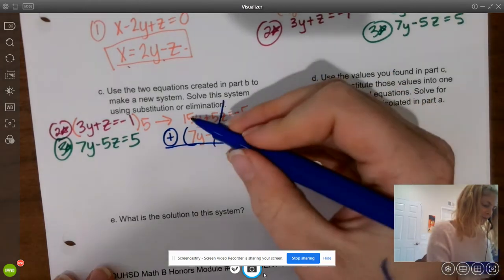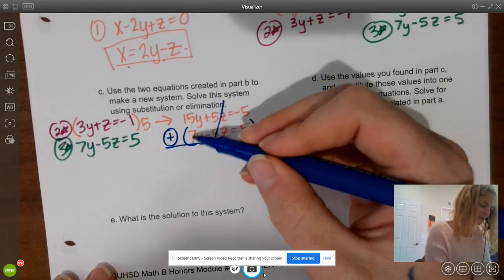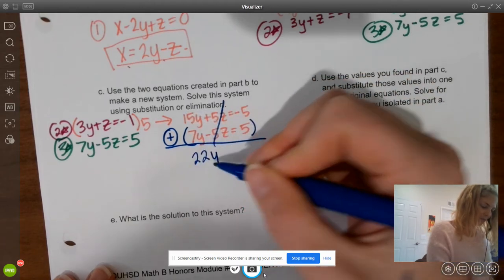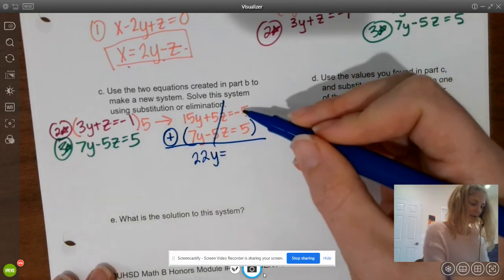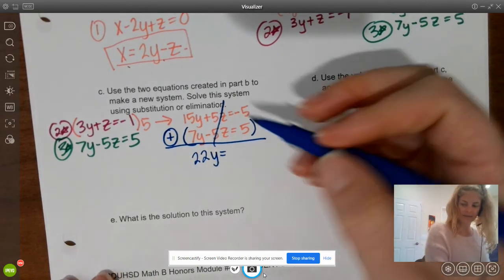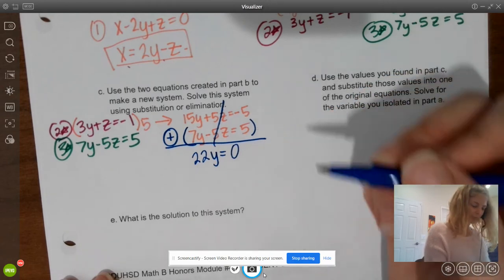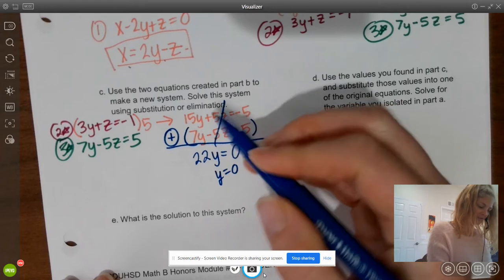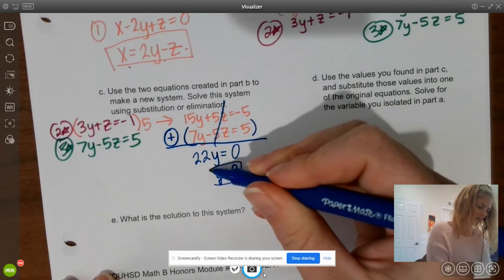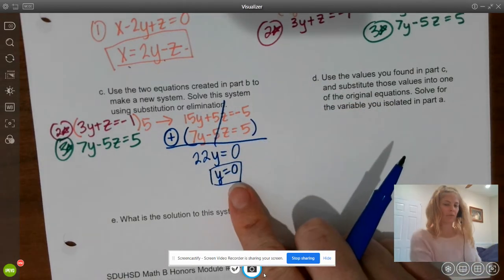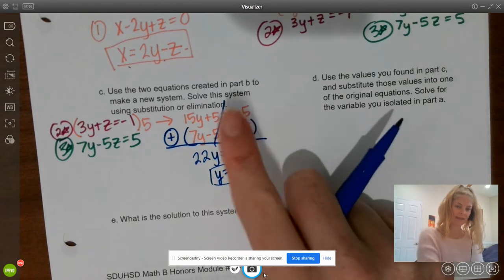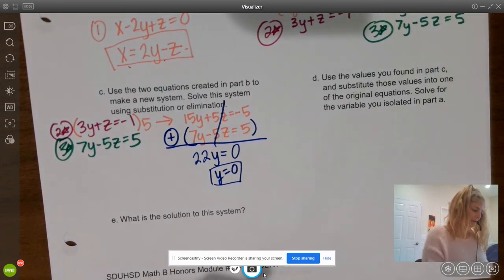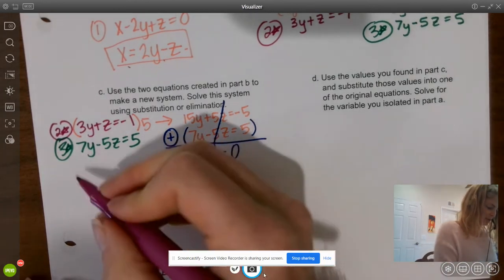Okay, so 15y plus 7y is 22y's, is equal to -5 plus 5, which is going to get me a 0. Divide both sides by 22, and y is equal to 0. So I guess it doesn't matter if I added that right or not. Okay, so now we have our y value. What else is in the system? Z. So we can use either of these equations to solve for z. So I'll just use my 2-star.